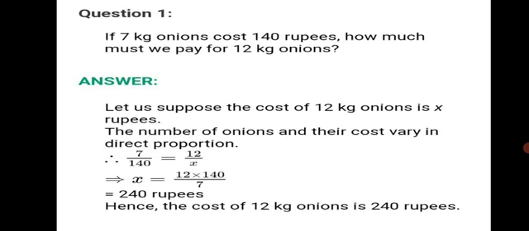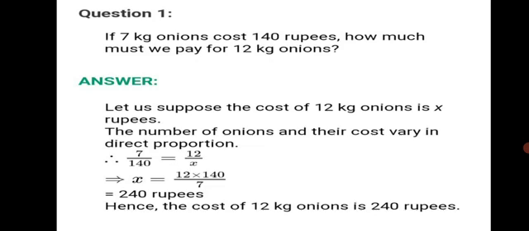When can we say that they are varying in direct proportion? When the quantities are increasing in both the ratios or decreasing in both the ratios. It's not like one is increasing and the other is decreasing. No. We see that 7 kg onions 140 rupees, 12 kg onions means more onions will cost more rupees. More onions, more rupees, increasing both. So they are in direct proportion.